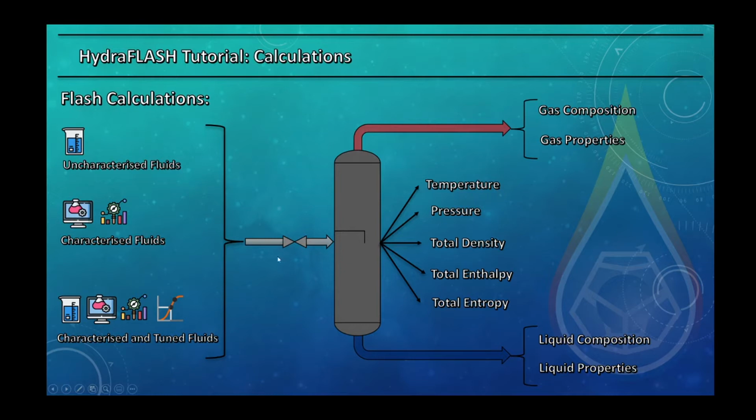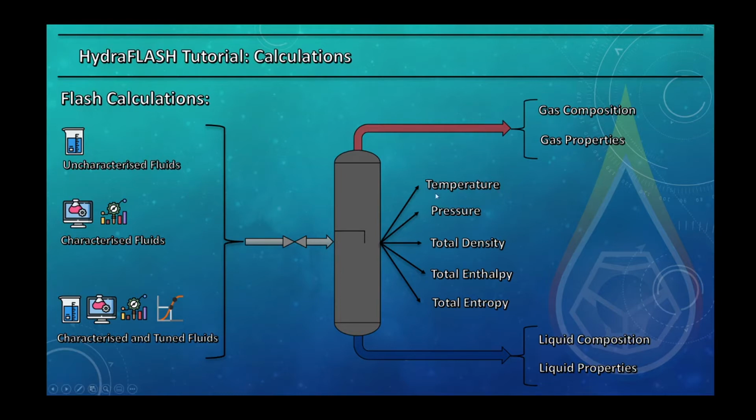And then when you have these 3 data, if you have a three-phase system, you will have the gas, oil, and water composition. And also, you can predict other properties of these phases, like the density of these phases, the enthalpy of these phases, entropy of these phases, CP, CV, etc.